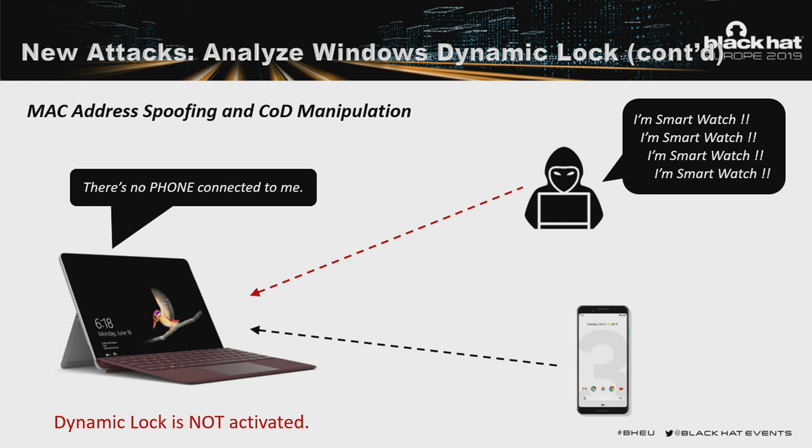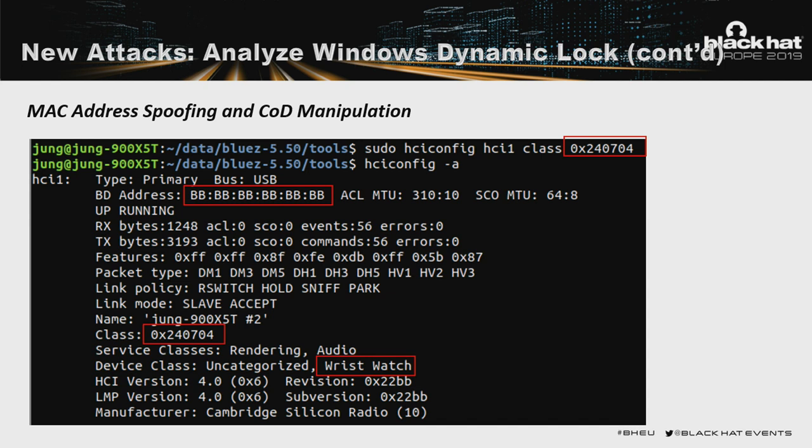My laptop spoofs the phone's MAC address and sets the class of device to smartwatch. And then, just like Android Smart Lock, I ran the script saying that I'm a watch. Note that Windows Dynamic Lock works only when a phone is away. Note that the device does not lock while I don't touch anything. The Dynamic Lock does not work because Windows treats the phone as a watch. We modify the class of device to make the Surface recognize the phone as a smartwatch. This is also easily modified using the tools provided by BlueZ.